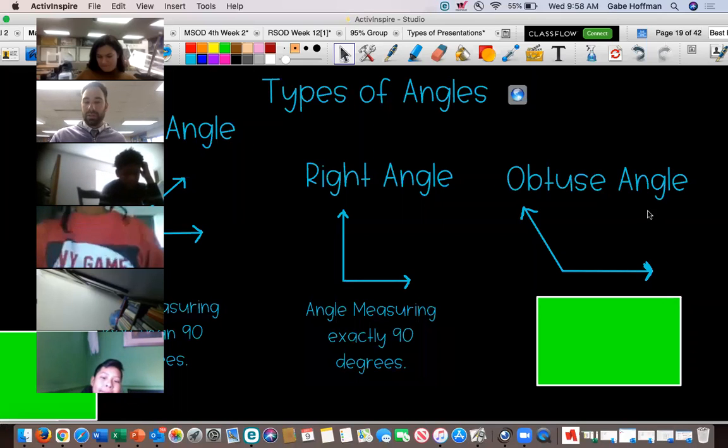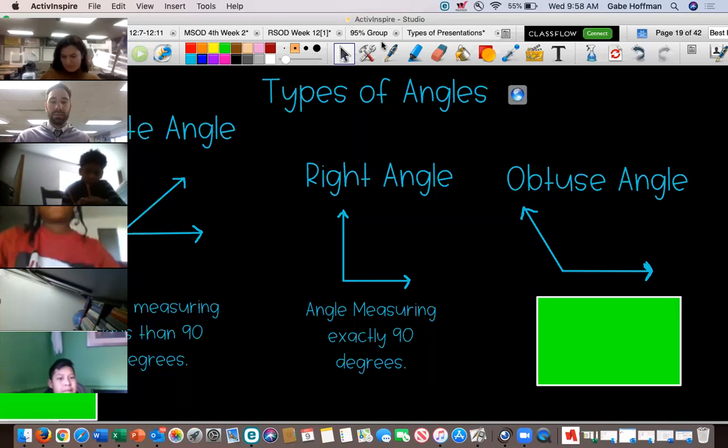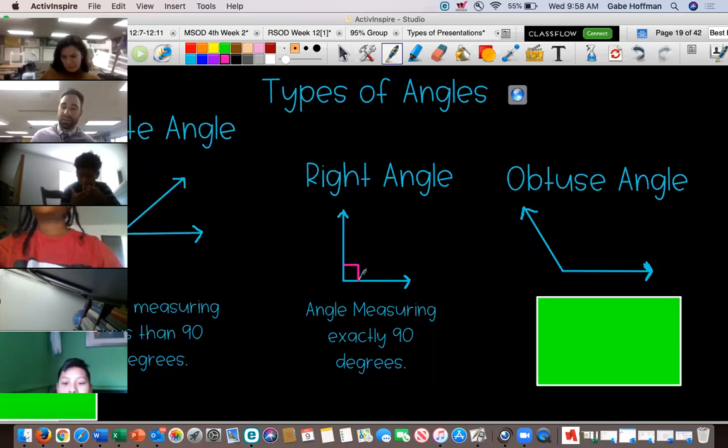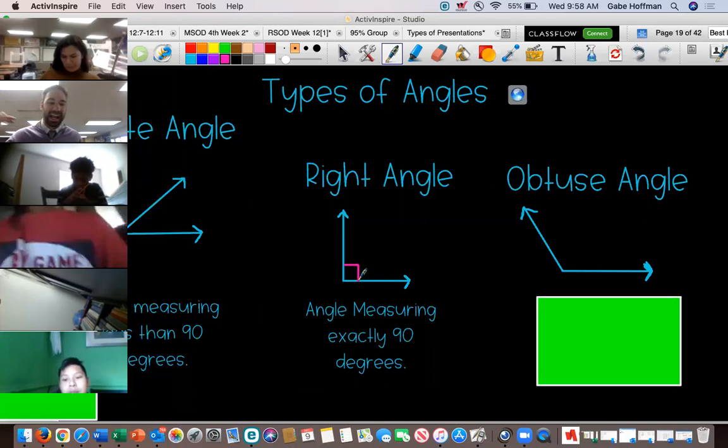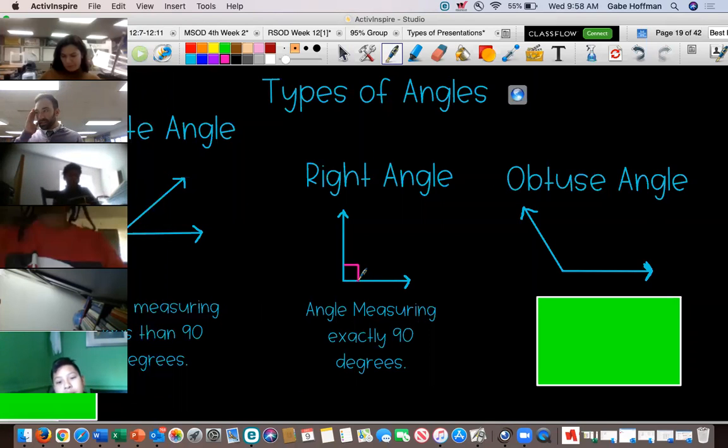Now, as you saw in the video, a lot of the time, a right angle will be marked with a little square that looks like this. All right, that's a clue, because a right angle has to be exactly 90 degrees.